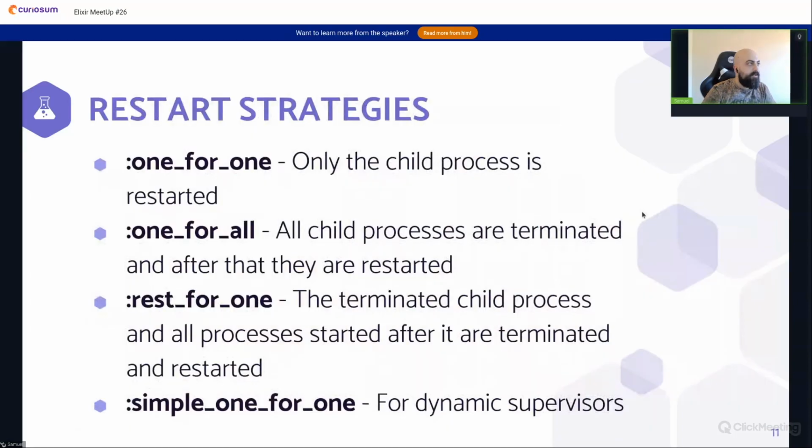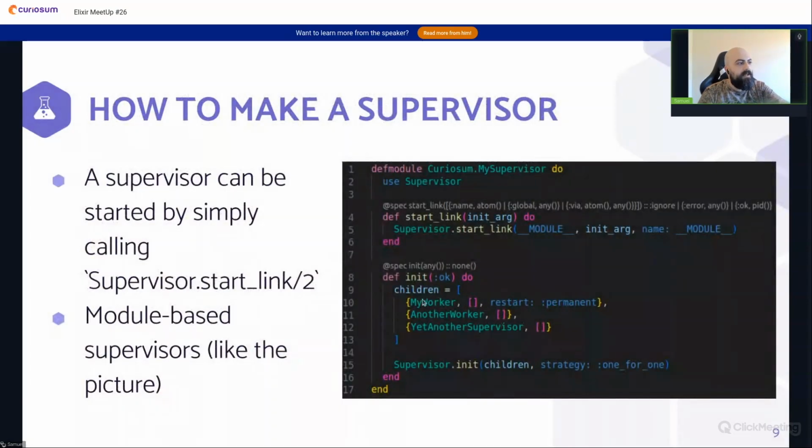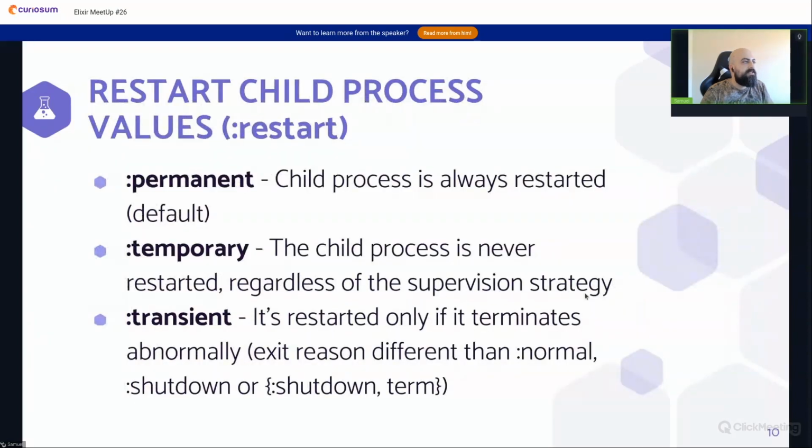And, oops, sorry. Here you can see that every process has an option that's very important, which is the restart option. By default, they all have this permanent option. What does this mean? It means that the child process will always be restarted when it terminates. And then we also have the temporary option, and that means that regardless of the strategy you defined for your supervisor, this process will never be restarted.